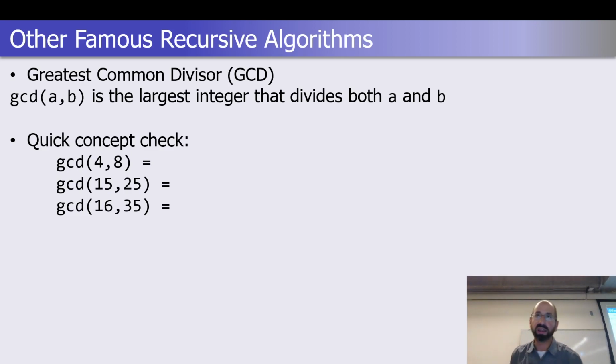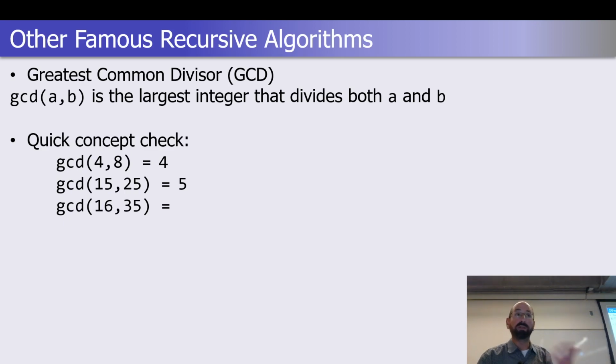Another very common or famous recursive algorithm is for greatest common divisor. So GCD, or greatest common divisor of A and B, is the largest integer that divides both A and B. Very quick conceptual mathematics check. GCD of 4 and 8 would be what? Very good. If you got it, you're in good shape. 15 and 25 would be what? 5, okay. Largest integer that evenly divides both values.